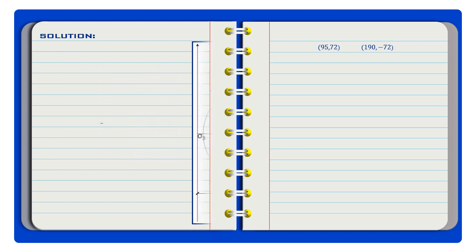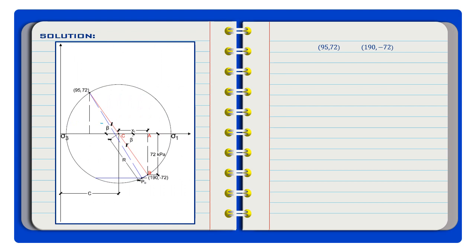So, to plot that on our Mohr's circle, since 95 is lesser than 190, we are plotting the sigmas on the horizontal axis and the shear stress on the vertical axis. So, this is sigma, the first sigma, and this is the second sigma, which is at this point.